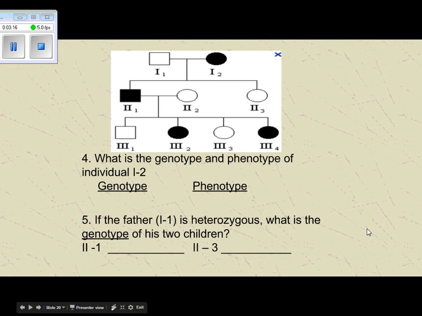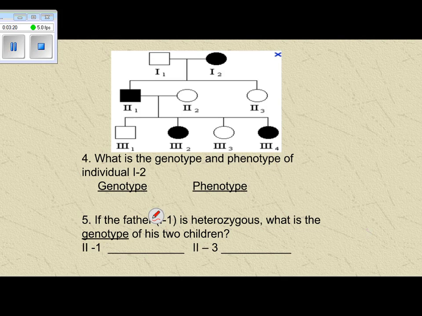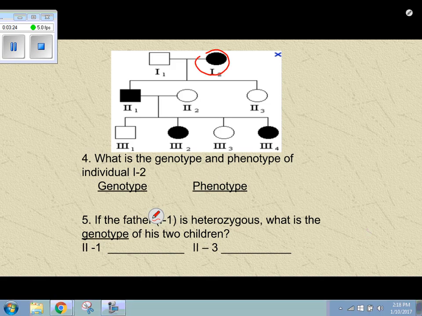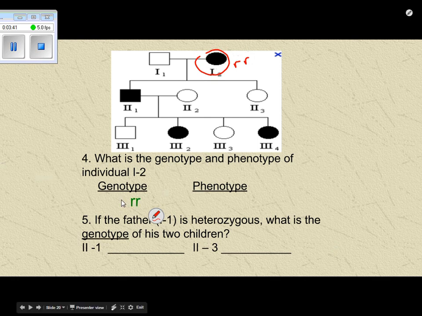Number 4 says, what is the genotype and phenotype of the individual I2? Now remember, left-handedness is recessive, so you will only show that if you carry both recessive genes. So we know that the girl, I2, is 2 little r's, and her phenotype is that she is left-handed.